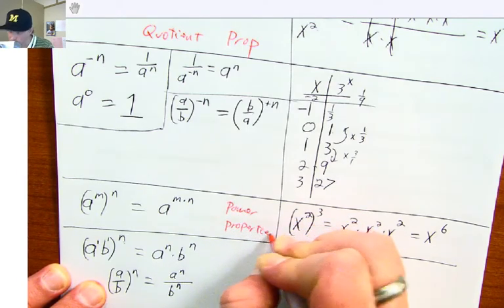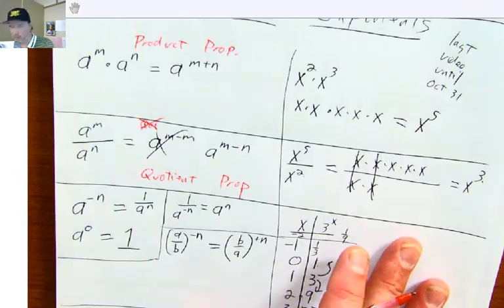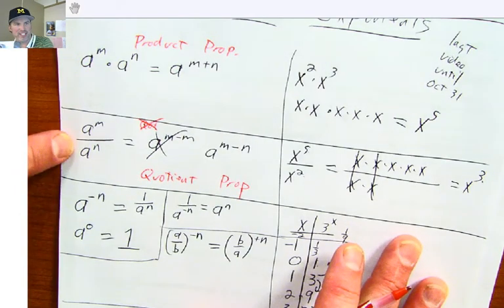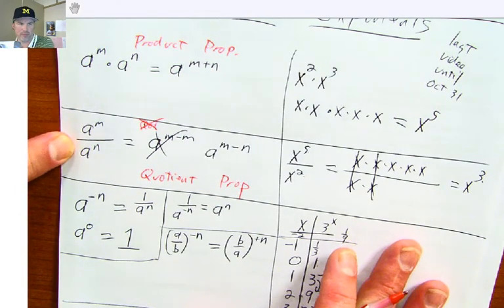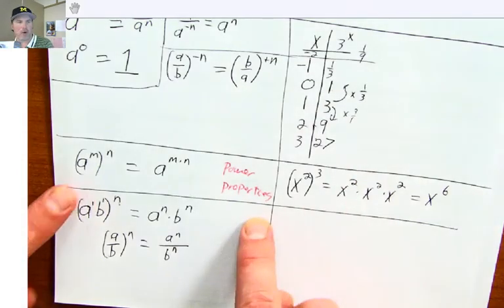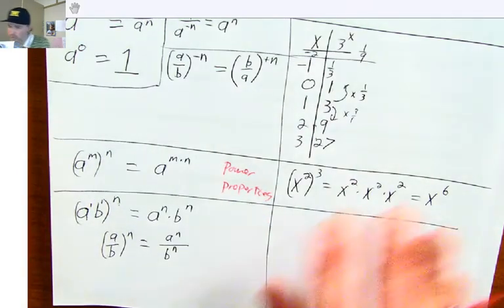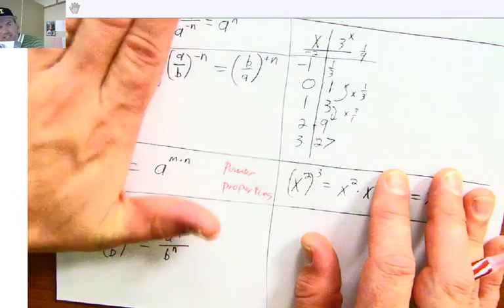So if I ever refer to the product property, I'm talking about this one. If I use the words quotient property, I'm thinking of this. And if I mention power properties, I'm talking about these. All right, so using this list of properties, we are now going to do several examples.